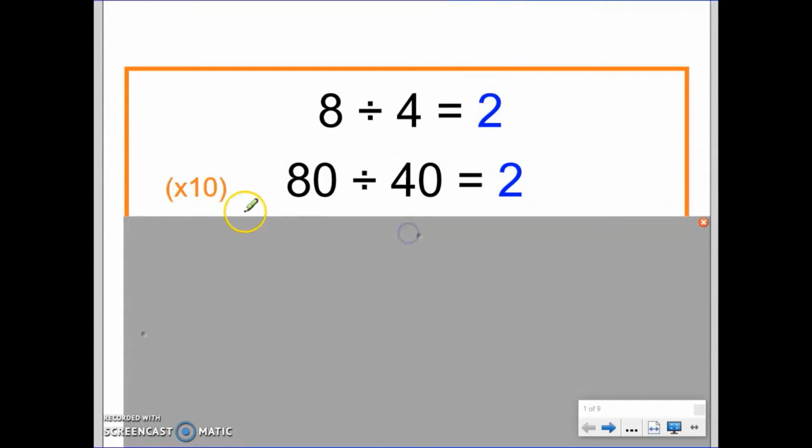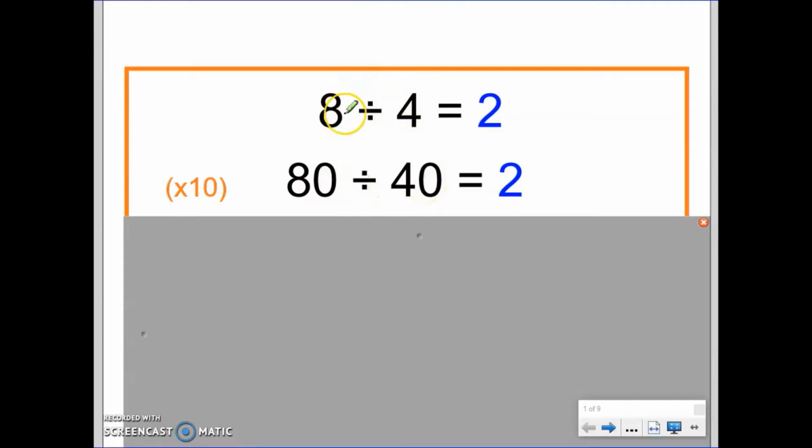If I was to go ahead and multiply those numbers by 10, so the 8 times by 10 and the 4 times by 10, then I went ahead and did the division, I would still get the same answer. I would still get 2 as my answer. How many 40s fit into 80? Well, that is still 2, even though we've multiplied the question by 10.